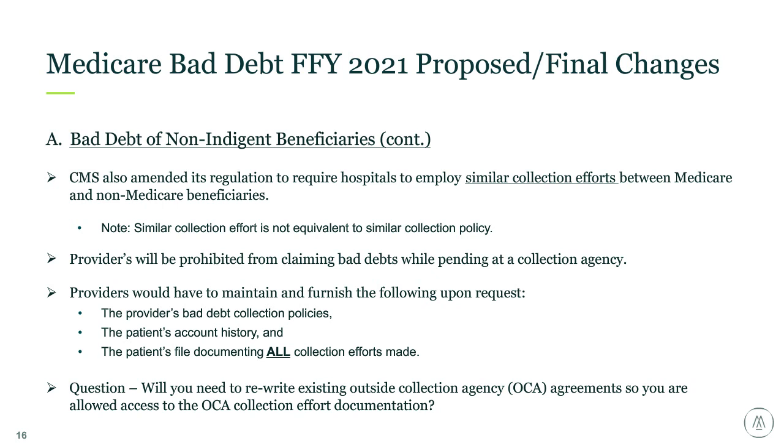Providers are prohibited from claiming bad debts while they're at a collection agency, and this simply codifies existing CMS policy. Providers would have to furnish upon request bad debt collection policies, patient account history, and the patient's file documenting all collection efforts made. And so this raises a good question in terms of, do these changes impact your existing agreements that you have in place with outside collection agencies? Folks may have to go back and look at those agreements and modify and make changes accordingly.